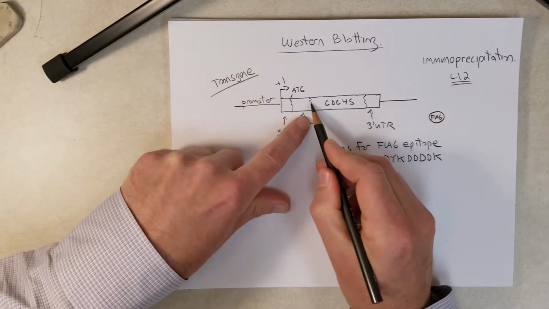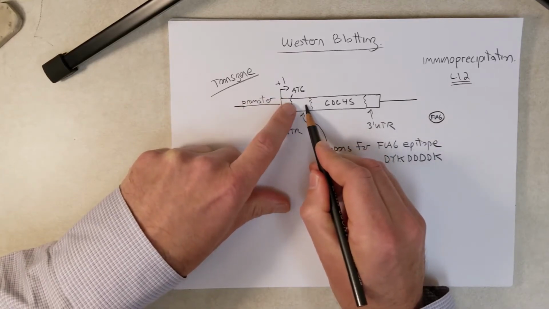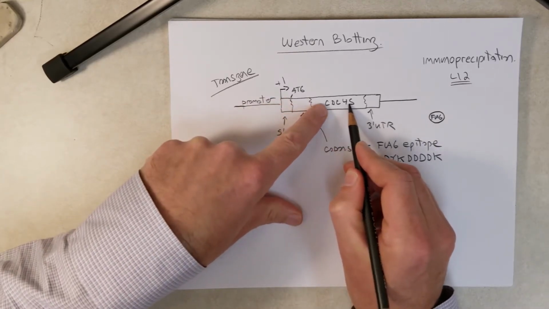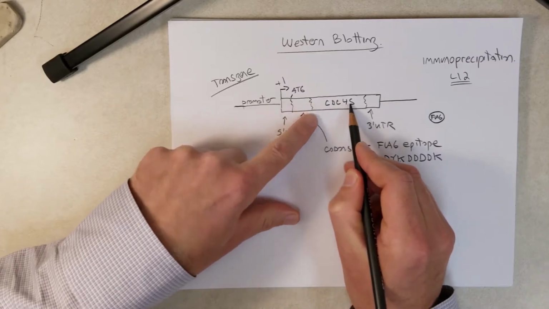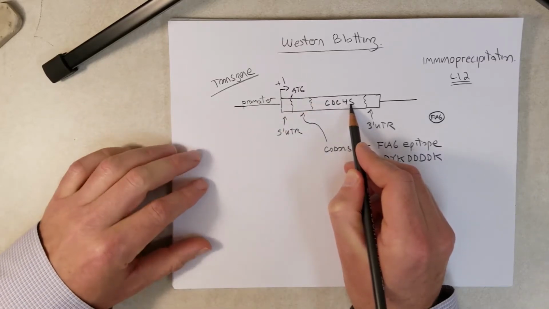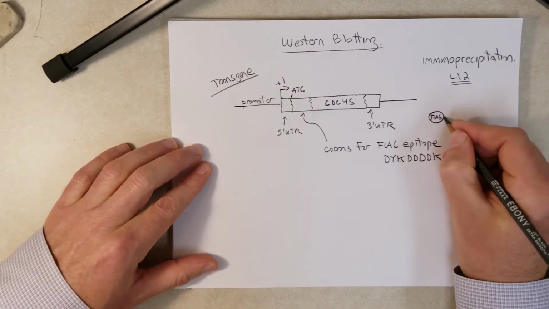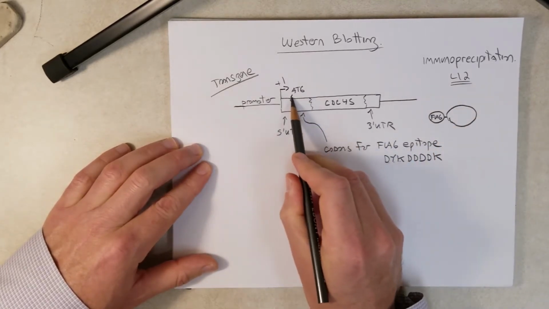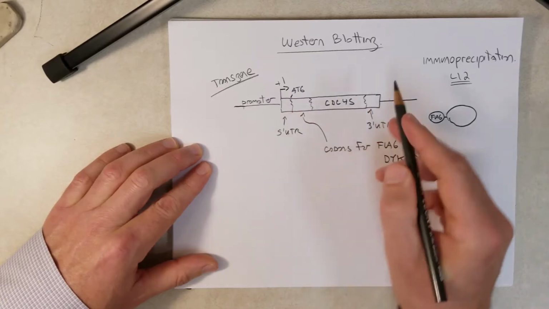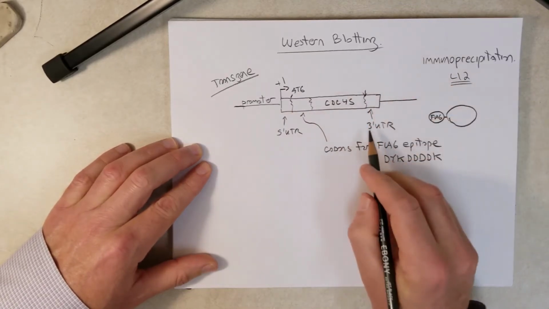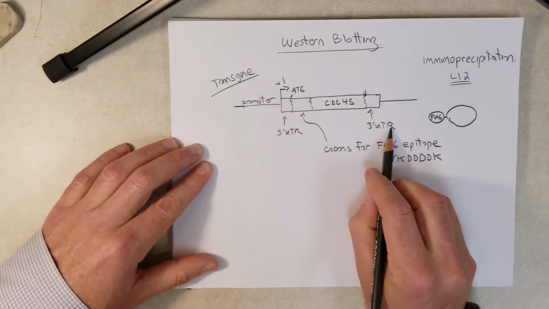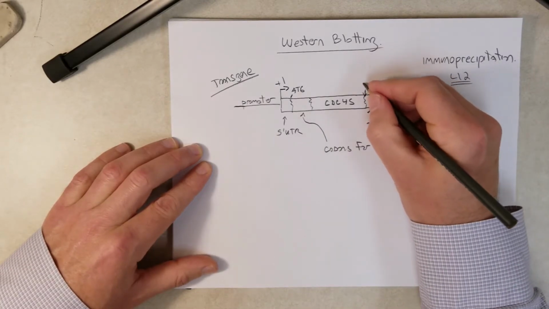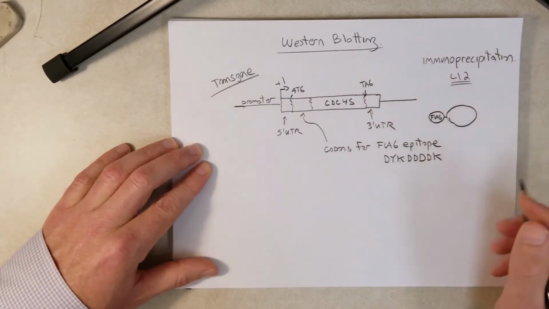And then there's no stop codon between the flag epitope codons and the CDC45 codons. CDC45, remember, is a protein involved in DNA replication. So we end up with a fusion protein. The ribosomes just translate all the way through, and there's the stop codon down here before the 3' untranslated region of that messenger RNA. And I'll make it a TAG.